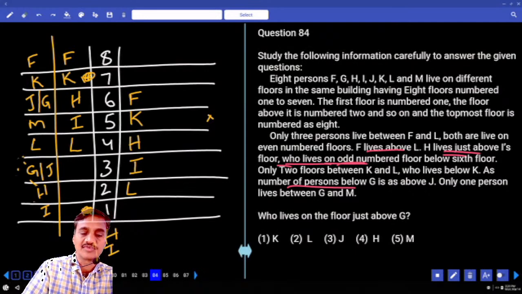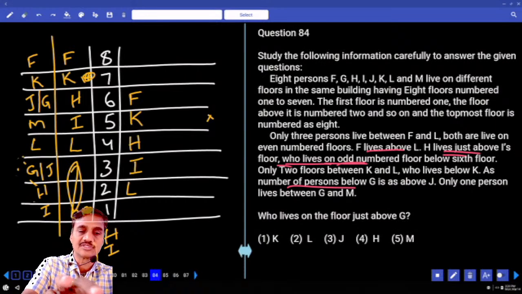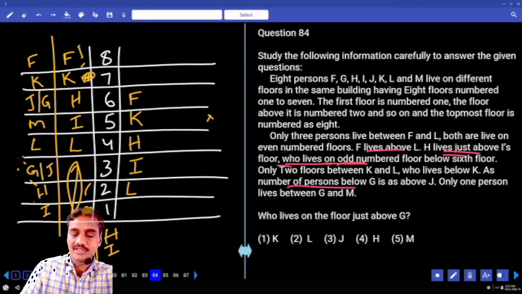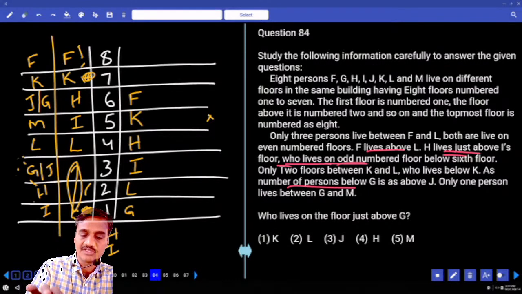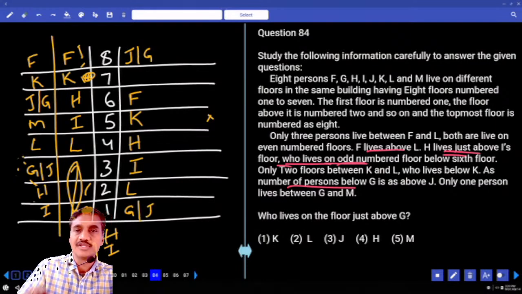Then below J and after J, here it is not possible. If G is here, J must be on the 8th floor. If G is here, then J is on the 7th floor and so on. And again in this case, G or J. If J is here, then G will be here, or if G is here, J will be here. Now here it is possible.